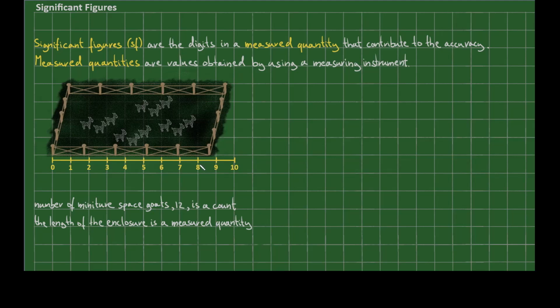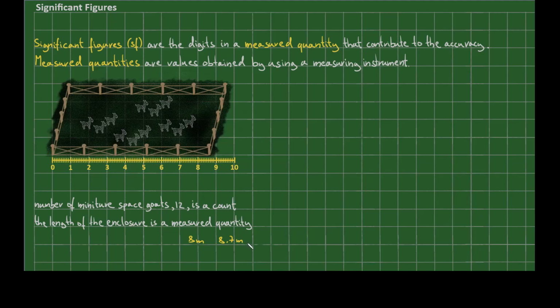If I wish to increase the accuracy of my reading and increase the number of significant figures, I need more intervals. Now I can make a more accurate reading. Based on these new intervals, I could say that the enclosure is 8.7 meters long. So with the first instrument, I could say that the enclosure is 8 meters long, and I only have one significant figure. With the second measuring instrument, or more precisely with more intervals, I can say that the enclosure is 8.7 meters long, and now I have two significant figures.